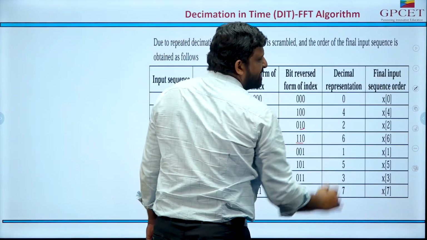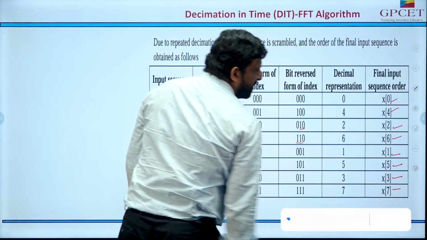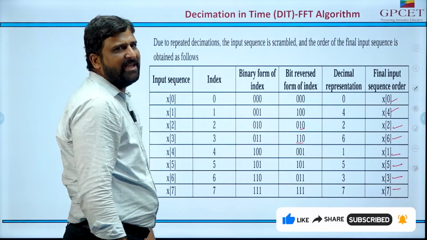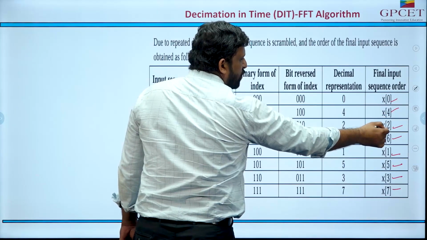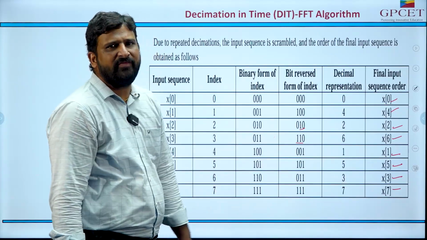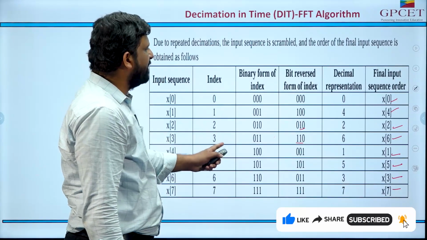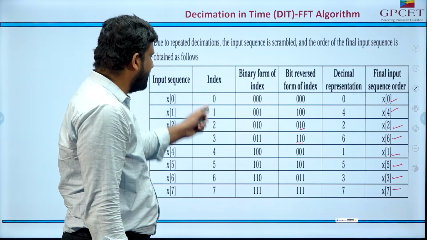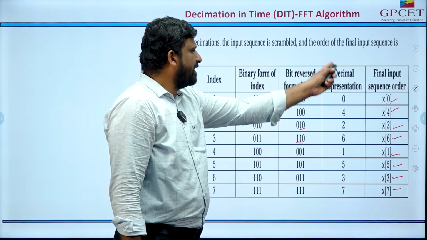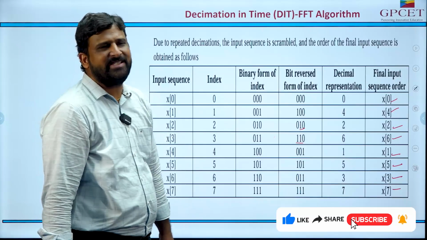Now the final input sequence order I am going to get is 0 4 2 6 1 5 3 7. That means if the sequence is given in the order of 0 to 7, the final input sequence I need to keep is first the even part, that is 0 4 2 6, then 1 5 3 7. I will show in the problem how this tabular column is helpful while solving. Just keep in mind, we need to bit reverse the input sequence, and the process is: take the index value, take its binary form, and bit reverse that binary form so the decimal representation formed is the final input sequence order. This is the order we need to keep in the input sequence.